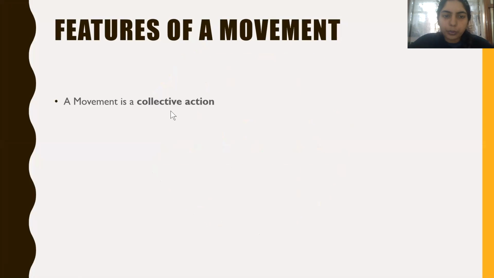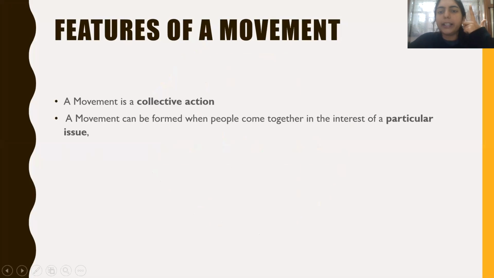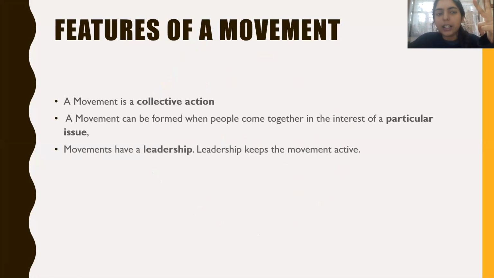These are the features of a movement that we studied, right? First of all, it is collective action. It is not individual action. People come together and start a movement. Second point, it is in the interest of a particular issue. Every movement has one main issue they're fighting against. Third, it should have a leader, right? So it should have one main leader who's negotiating with the government. तभी कोई change हो सकता है, तभी वो movement active हो सकती है. अगर leader नहीं होगा तो movement active नहीं होगी.